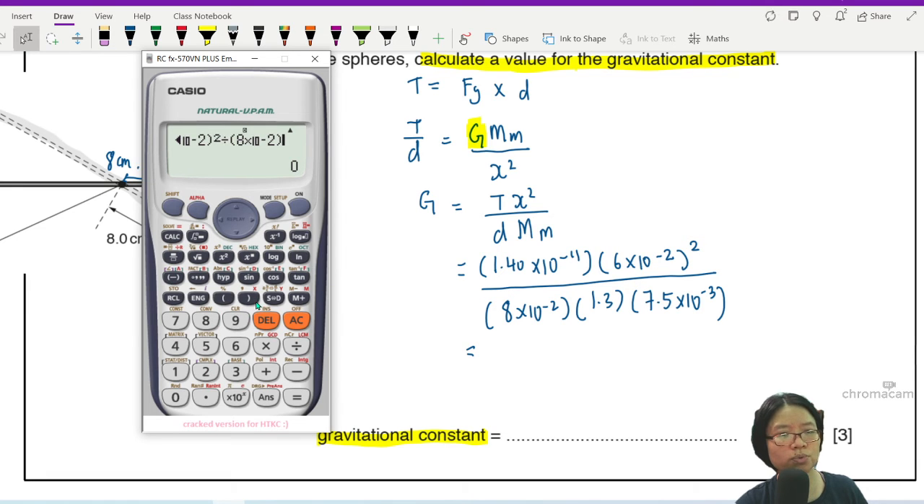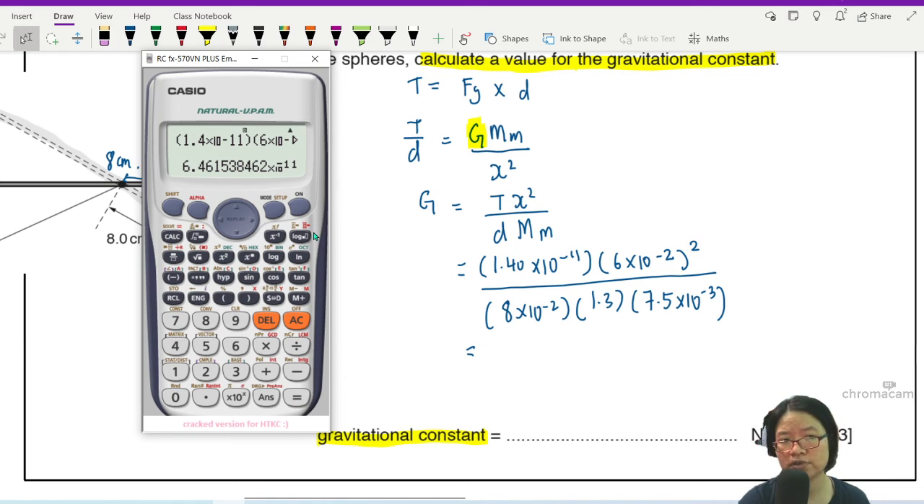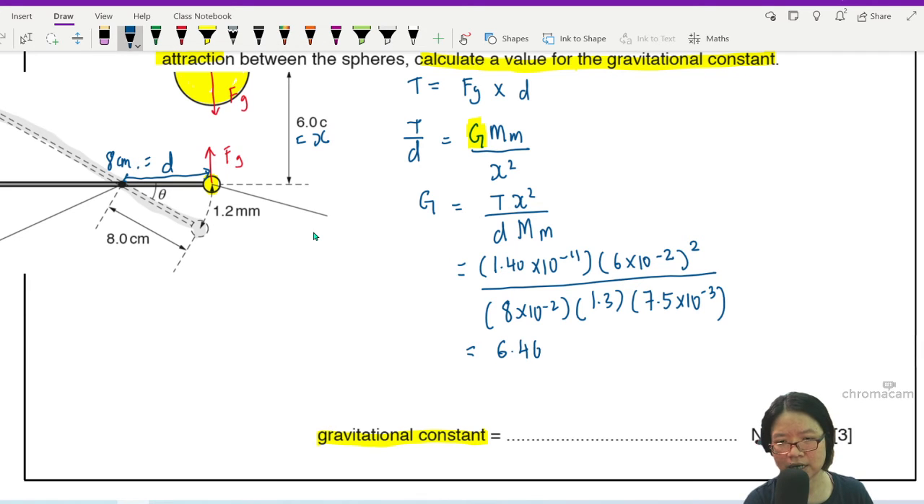Negative 2 divided by 1.3 divided by... So now there's a prefix, I'll put a bracket. Because just in case I forgot to convert something, it's easier for me to know which bracket to input my data. Okay, the D square, paranoid now. Okay, I did square. So now my gravitational constant is 6.46 times 10 to the power negative 11. So it's not exactly the value that is given to you, or the known value, but I think it's close enough.